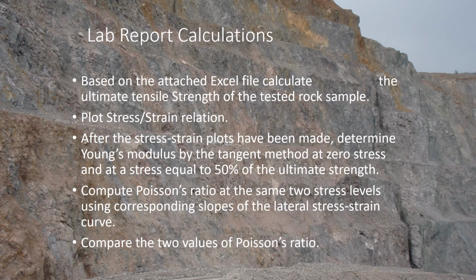So we are going to use this tangent method at 0 stress and also at stress equal to 50% of the ultimate strength. Also compute Poisson's ratio at the same 2 stress values, so at the beginning of the test and at the 50% load applied to the sample. So compare those 2 values of Poisson's ratio based on your calculations.